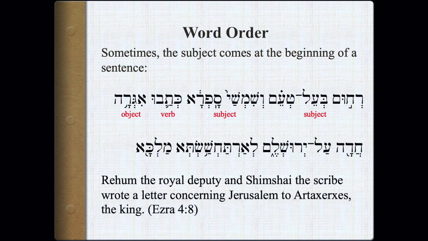Sometimes the subject comes at the beginning of a sentence, and you do find this in Hebrew as well. So here we have a compound subject. Rehum and Shimshai are both the subject of this particular sentence. Then you have the verb, and then you have the object. But this is not as common as having the object first.